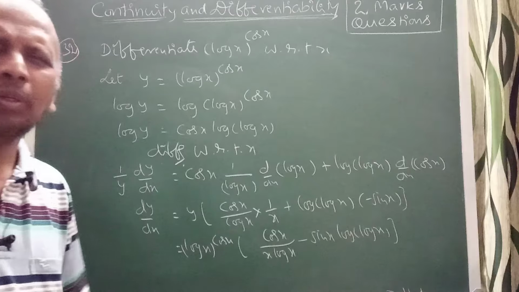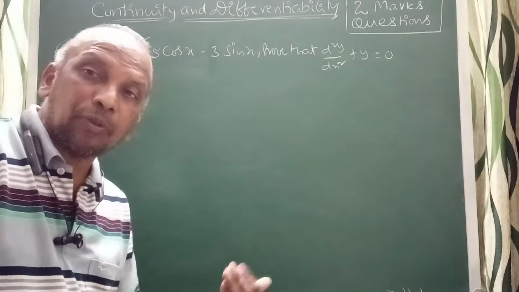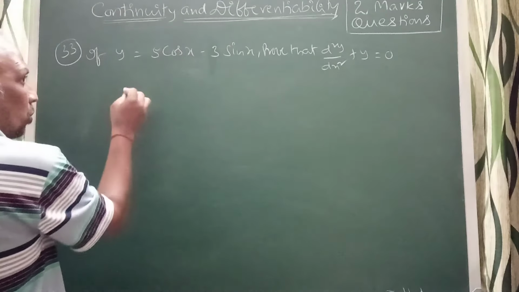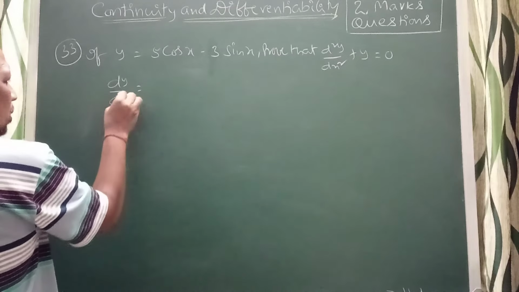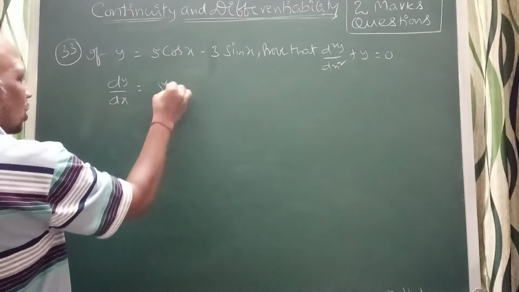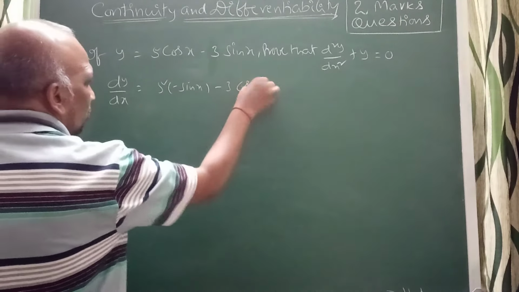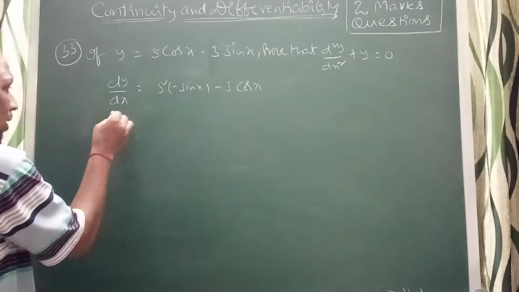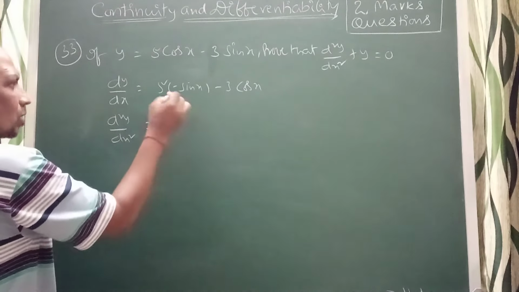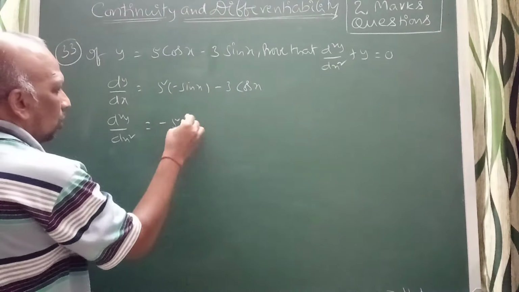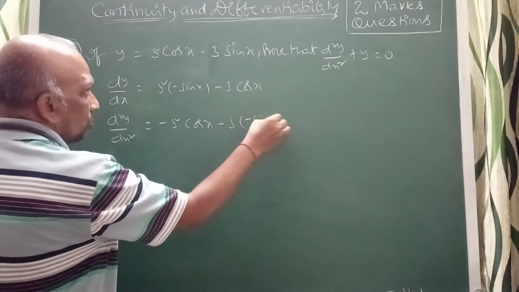Now we will do the next one. These problems they may ask for 2 or 3 marks. They are given y is equal to a combination of sin x and cos x. We take the first derivative, dy by dx: 5 times derivative of cos x minus sin x, derivative of sin x is cos x. Now if we take the second derivative, d square y by dx square, minus 5 into derivative of sin x, cos x, derivative of cos x, minus sin x.